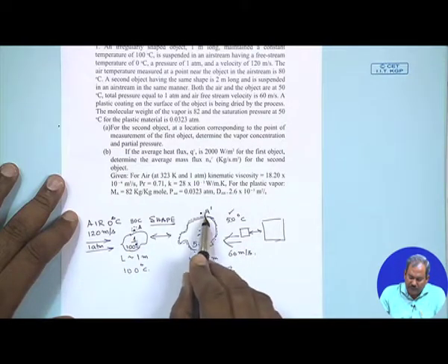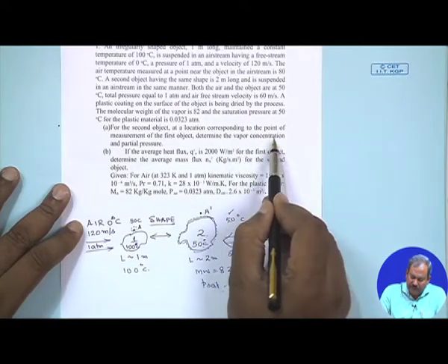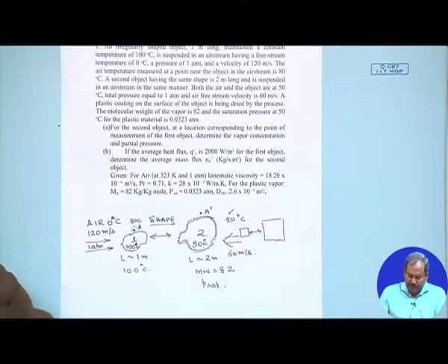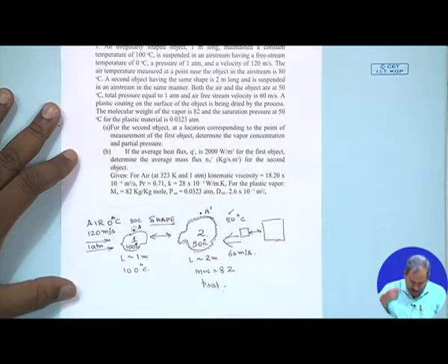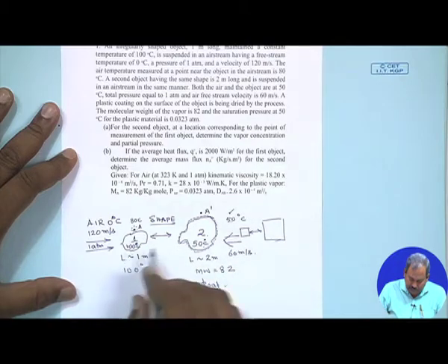Using analogy, what you have to find out is the vapor concentration and the partial pressure at point A prime. So, this is a classic ideal example. I think you have understood the problem. Now, I am going to go and solve for it. So, object 1 and 2.